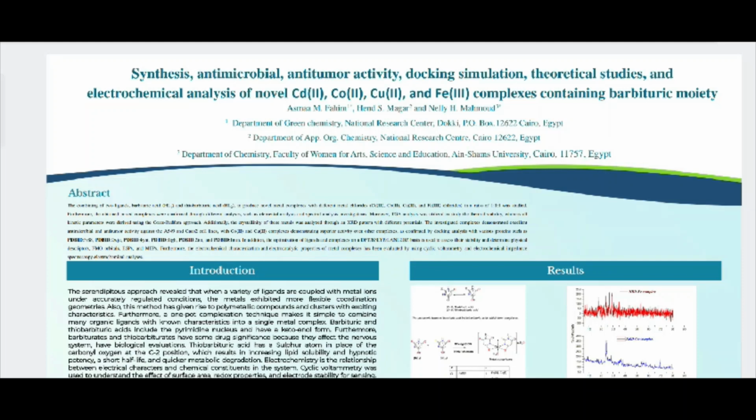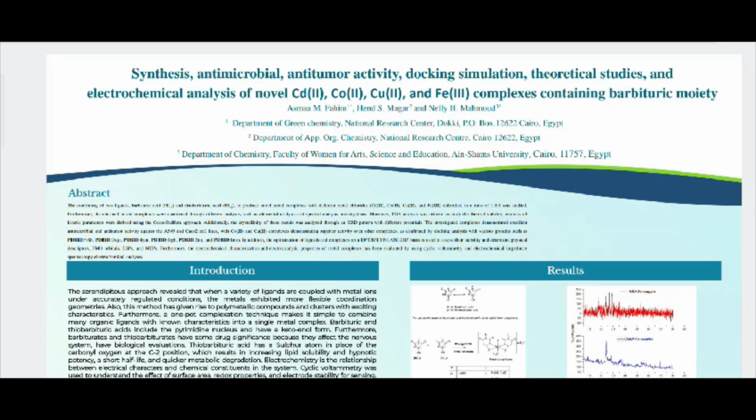Furthermore, the obtained mixed complexes were confirmed through different analyses such as elemental analysis and spectral analysis. Moreover, TGA analysis was utilized to study the thermal stability, whereas all kinetic parameters were derived using the Coats-Redfern approach. Additionally, the crystallinity of these metal complexes was analyzed through XRD patterns. The investigated complexes demonstrated excellent antimicrobial and anti-tumor activity against two different cell lines, with cobalt and copper complexes demonstrating superior activity over other complexes, as confirmed by docking analysis.